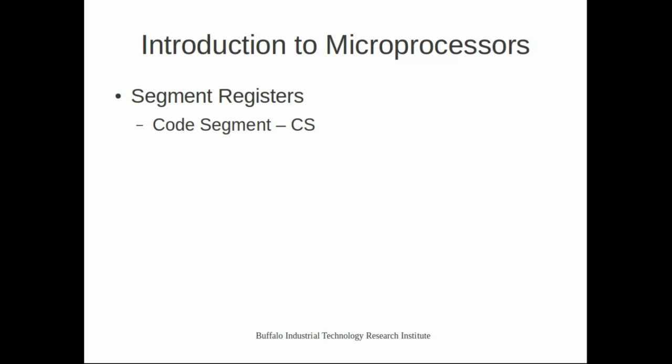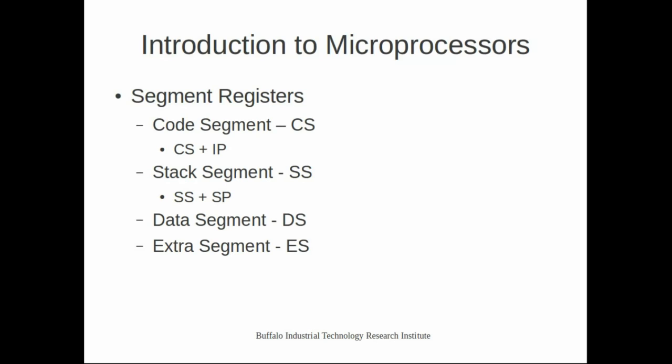The code segment register was used to point to the base address of the code segment. Combined with the instruction pointer, it points to the instruction that is to be executed. The stack segment register combined with the stack pointer points to the current stack. There was a data segment register and an extra segment register, and F and G segment registers. All of them could be used to point to segments in data.